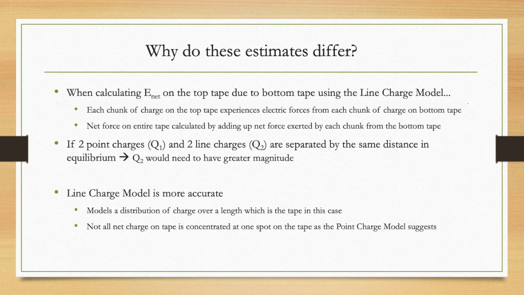We can also conclude that the line charge model is more accurate because it models a distribution of charge over a length, which better represents the charge distribution on the tape, as not all of the net charge on the tape is concentrated at one spot on the tape, as the point charge model suggests.